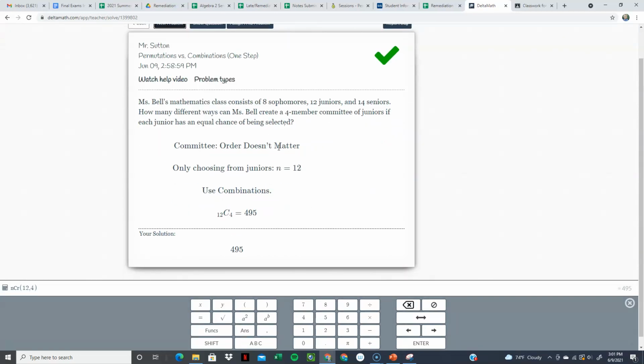So order doesn't matter, only choosing from juniors, so that means N equals 12, and we're going to use the combination. So N choose 4, that is how you pronounce this, is N choose 4 equals 495.